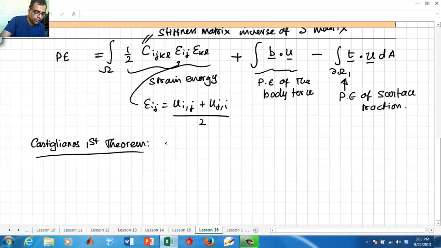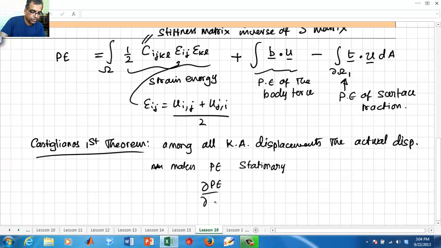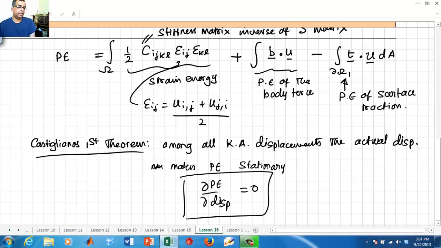says among all kinematically admissible displacements, the actual displacement minimizes or makes the potential energy stationary. In other words, the partial of PE with respect to displacement must be equal to 0. This is our minimum criterion.